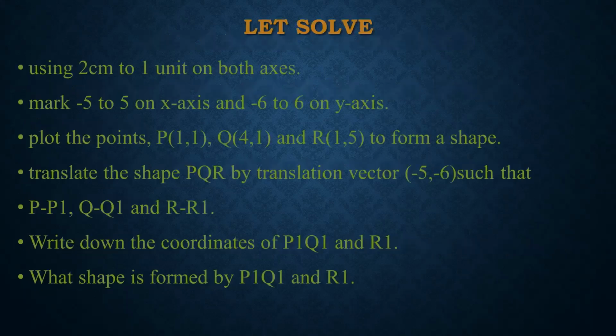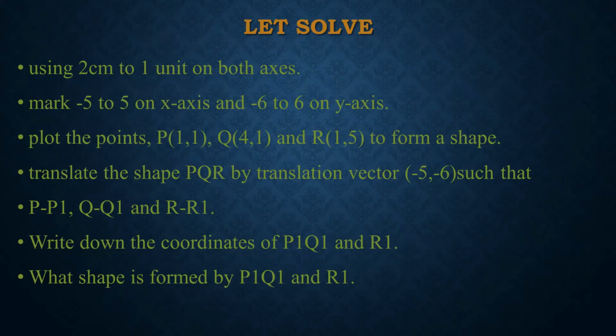Now let's solve this one using 2 centimeters to 1 unit on both axes. The 2 centimeters to 1 unit, as you know, from a deep line to deep line is 2 centimeters, or you can also decide from the faint line to faint line, you get 2 centimeters, but a deep line to faint line is 1 centimeter. So make note of that. The 1 unit means the intervals must be 1, 1.